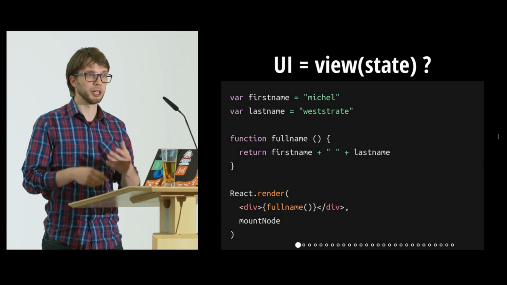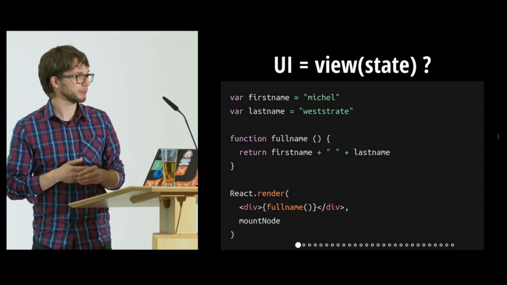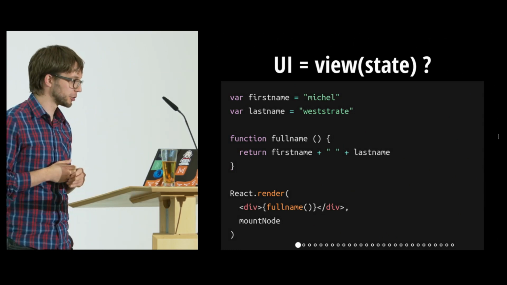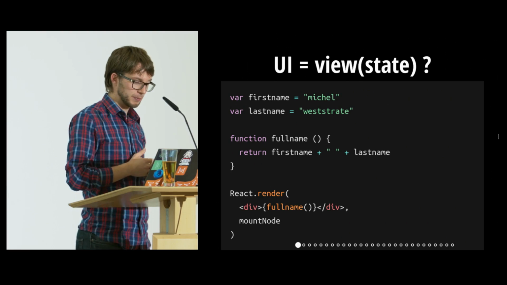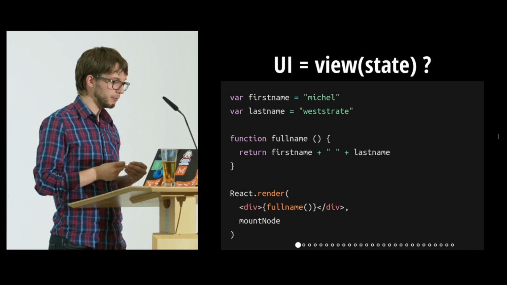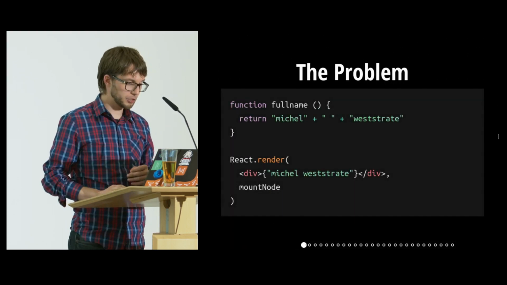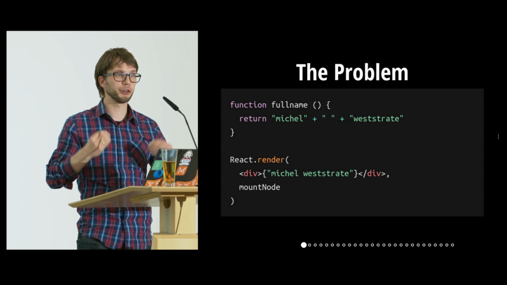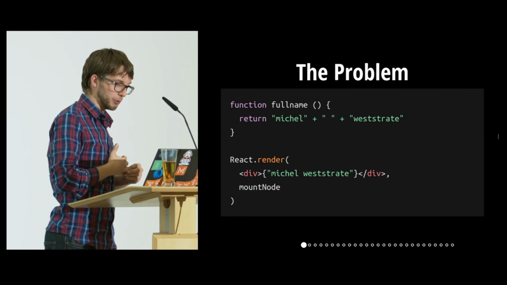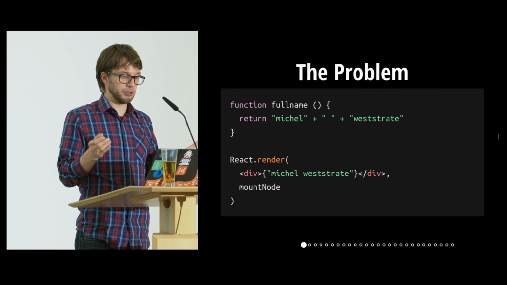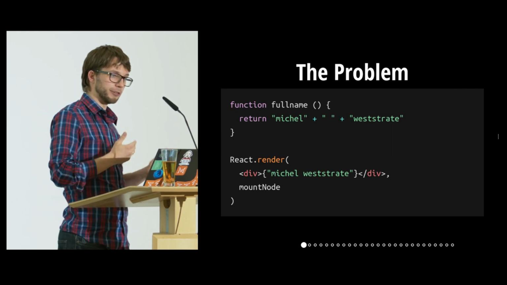Now you probably heard of this equation, which says UI is just a function of the state. And the question is, is that true? So here we have a React rendering, but it could also be something else, which takes the variables, calls a full name function, and that produces some DOM. And so what we could do if these things are just pure functions is substitute the output of one function into the other function. So we could say that full name in its current state is just a concatenation of my name, and that the DOM is just the rendering of that name.